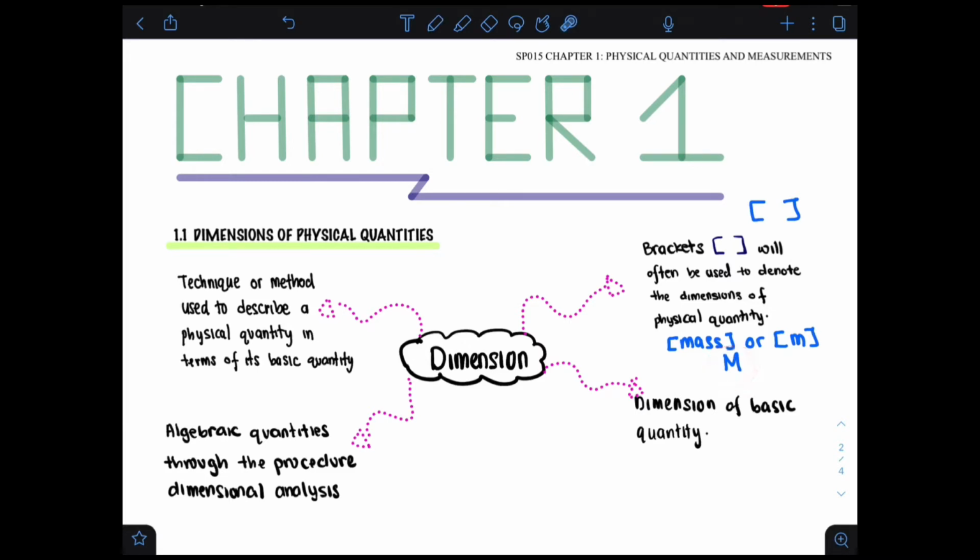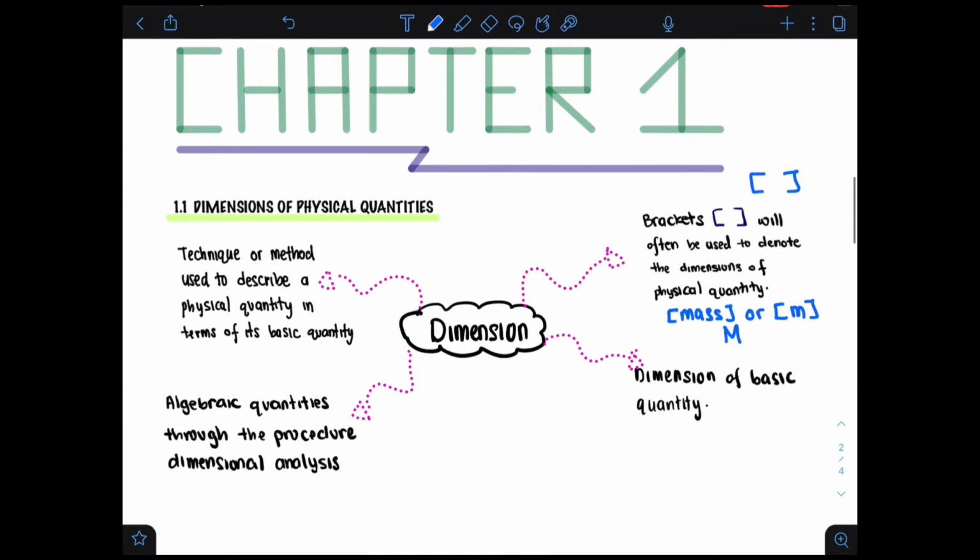Alright. However, pure numerical factors or numbers such as 1, 1/2, pi, all these terms do not have any dimension. They are dimensionless. Okay, numbers do not have a dimension. We can only associate physical quantities to dimension.